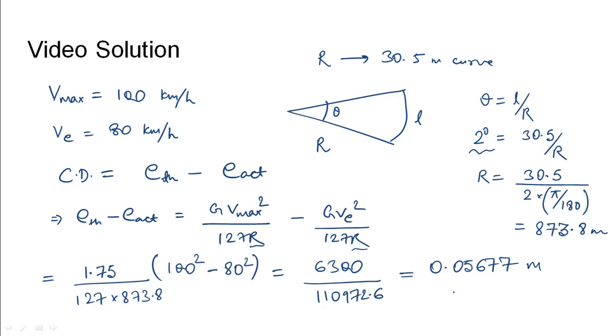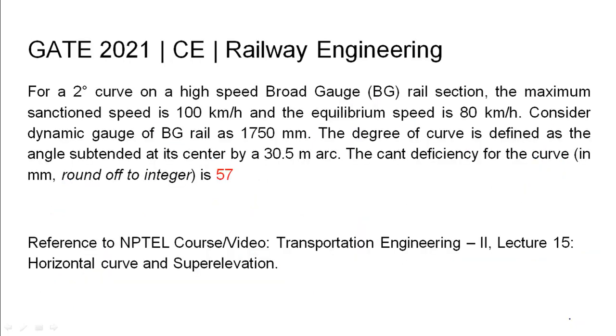So this value will be multiplied with 10 cube. This would give the answer as 56.77 mm. The question also asks to round it off to the nearest integer, so we can round it off to 57 mm.